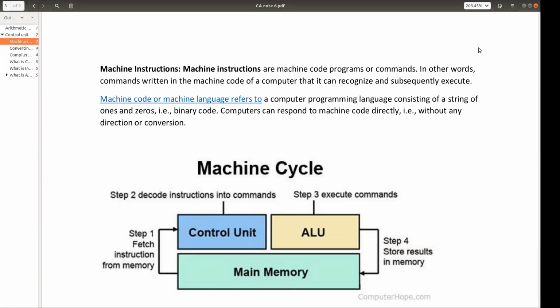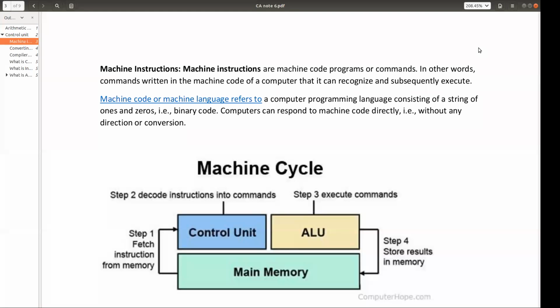So these are basically the steps of the machine cycle. Why machine cycle? Because for every instruction, for every operation, this cycle happens. First step, we fetch the instruction from the memory. Second step, CPU tries to understand the meaning of those instructions. Third step, CPU executes the commands. And fourth step, CPU stores the result again into the main memory, so that the user can get the result from the memory. So that is basically what the machine cycle is.